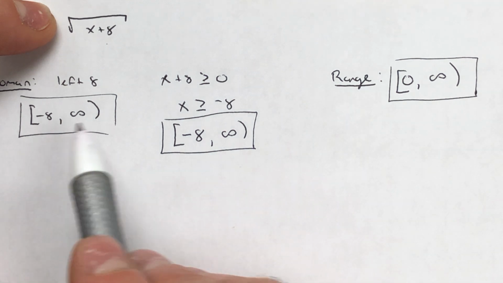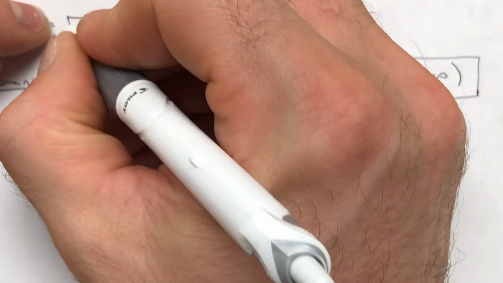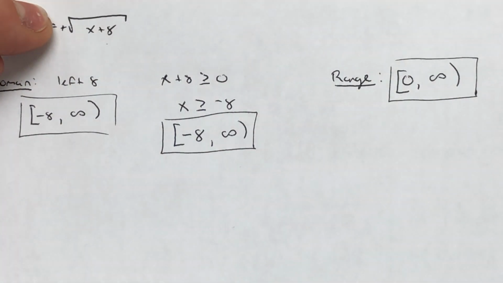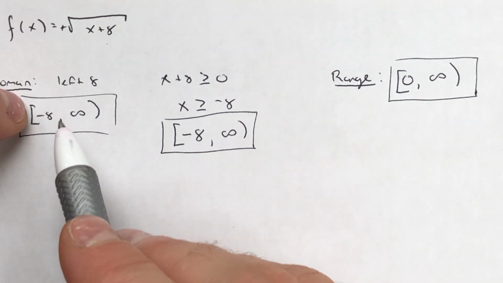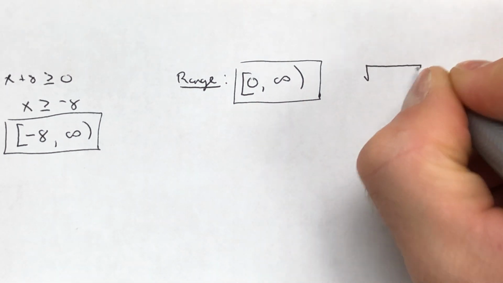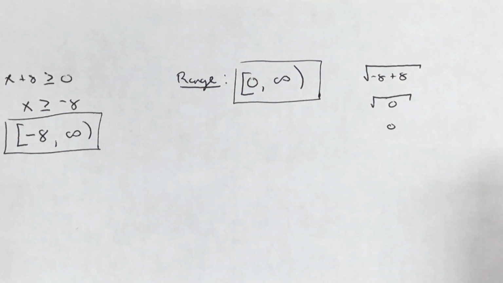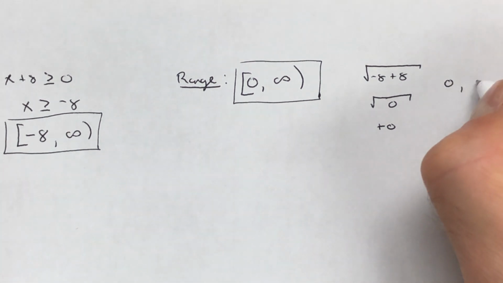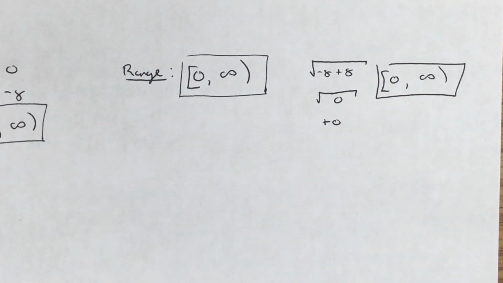The other way, if we don't want to do this by plugging in numerically, is we could look at the sign. I notice that this is a positive root of x plus 8, which means that whatever my starting point is, the extreme of my domain, that negative 8, let's plug in that negative 8. I get the root of negative 8 plus 8, which is the root of 0, which is 0. 0 upward is going to be 0 all the way to infinity. Either way, I get to that same value.